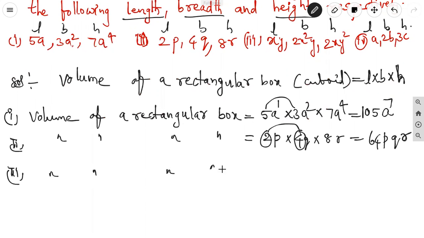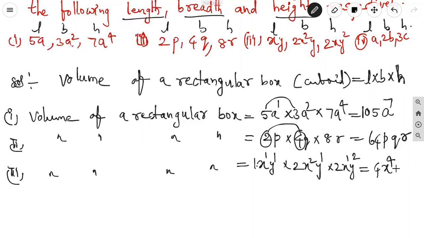Volume of a rectangular box equal to xy into 2x square y into 2xy square. Coefficients: 1 into 2, 2, 2 into 2, 4. X to the power of 1, x to the power of 2, x to the power of 1. 1 plus 2, 3, 3 plus 1, 4, x to the power of 4. Next here, y to the power of 1, y to the power of 1, y to the power of 2. 1 plus 1, 2, 2 plus 2, 4. 4 x to the power of 4, y to the power of 4 is the volume of the given length, breadth, height.